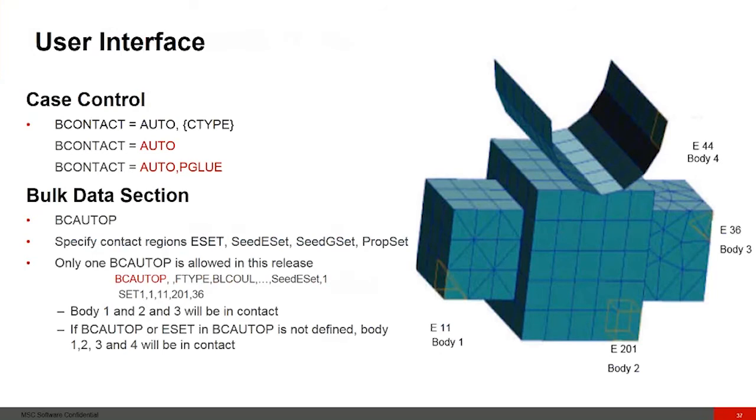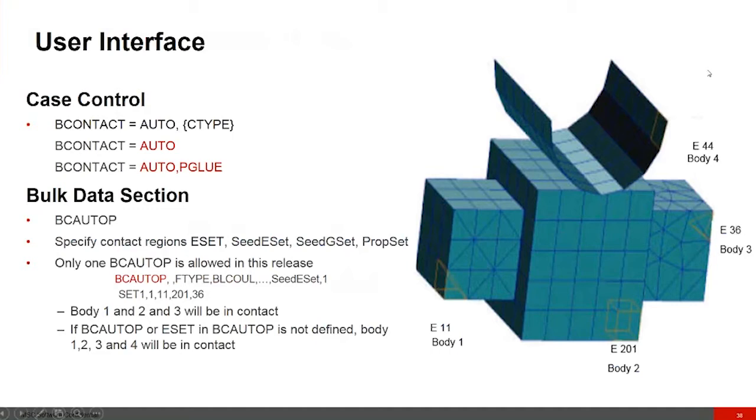So the user interface, how does that work? It's very easy. You have a few case control entries. So even if you don't have a pre or post processor, you can use it in a text editor. You add BCONTACT AUTO, and the C type stands for the contact type. Again, as I said, it covers all contact types for permanent glue, general glue, and other types.